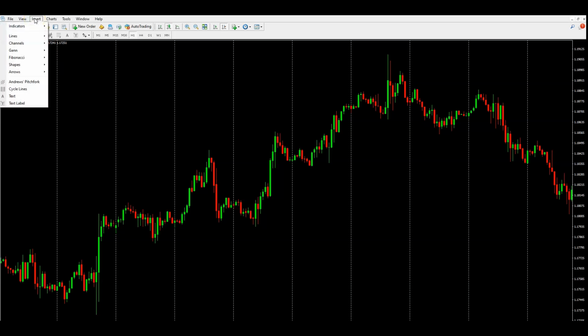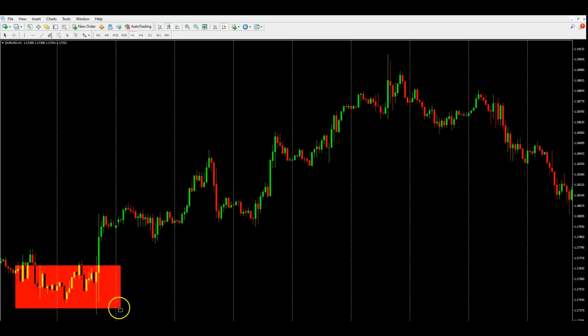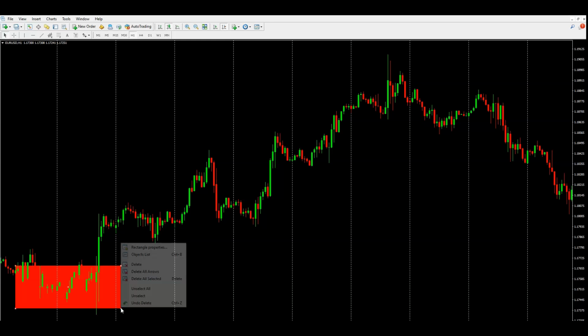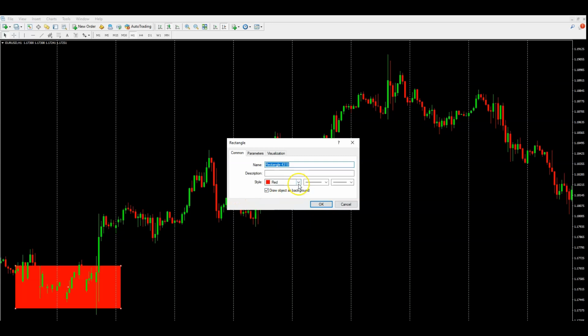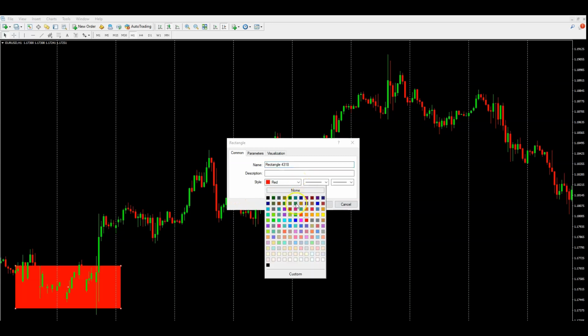Insert, shapes, rectangle. Take it. You see where price has been going sideways. Let's block it in. Double click on the corner of this rectangle. Right click, rectangle properties. Let's make this blue.